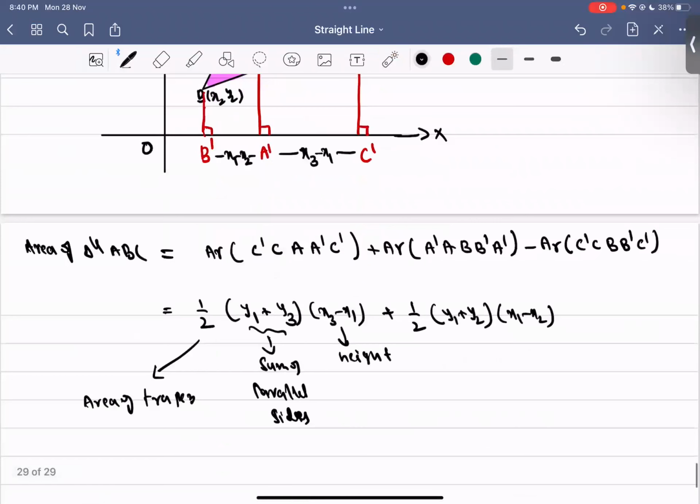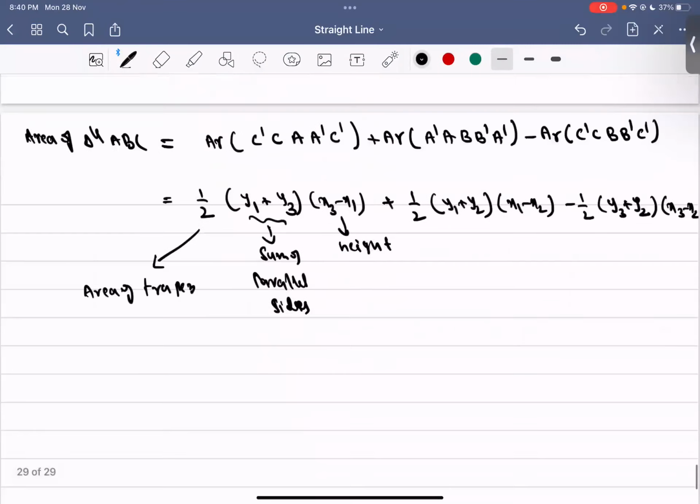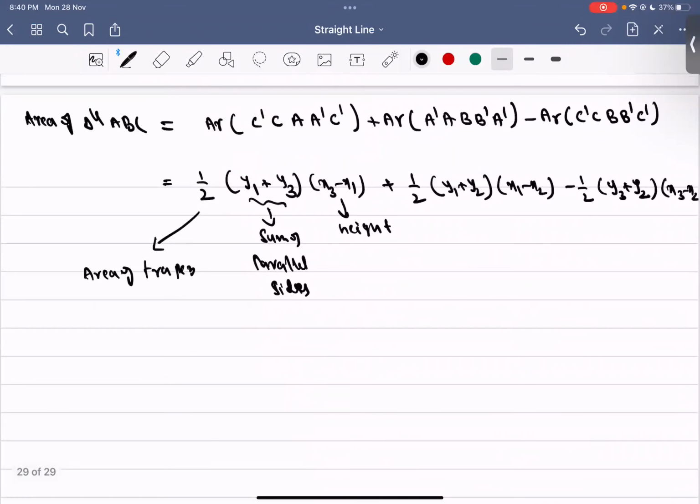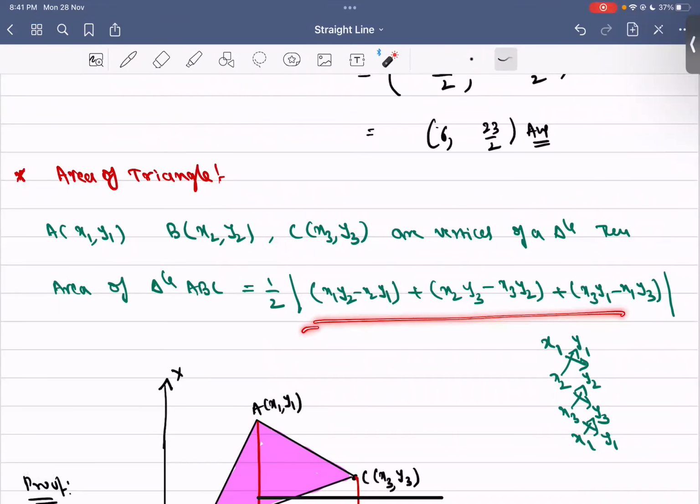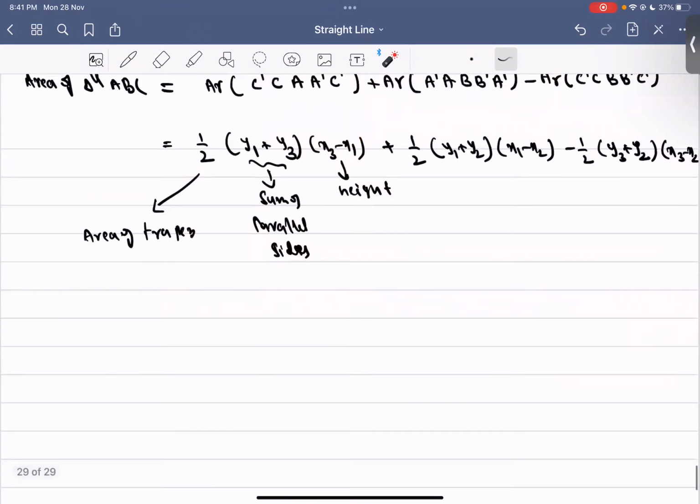That is equal to what? Minus 1/2 into y3 plus y2 into x3 minus x2. So if you remove that trapezium area, then you will get the result. Now, if you rearrange the terms, you will get this result. You take out 1/2 outside and rearrange the terms, you will get this form. This is the proof. Okay?